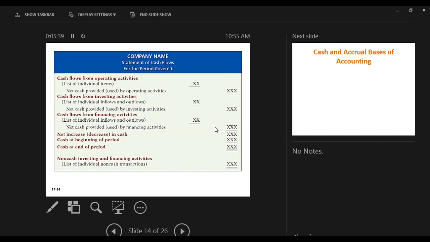This is the format that I will explain when I solve a question. We have to follow this format accurately. We have to follow first operating activities, then investing activities, then financing activities. Then we should record the increase or decrease in cash. We have to report what was the beginning cash and what was the ending cash. I will explain the format later on when I solve the question.